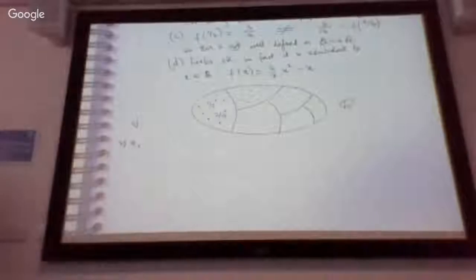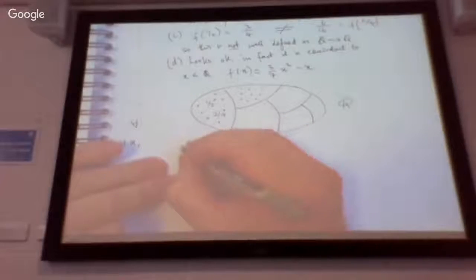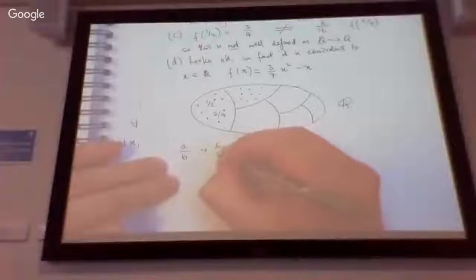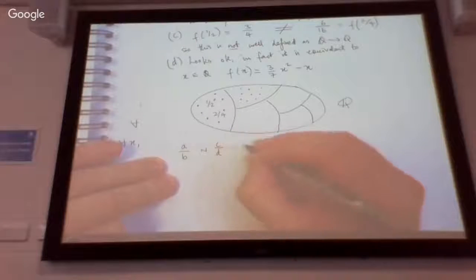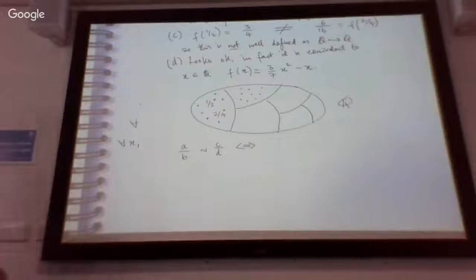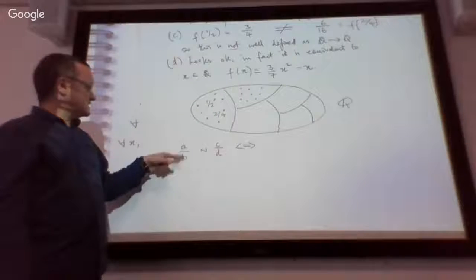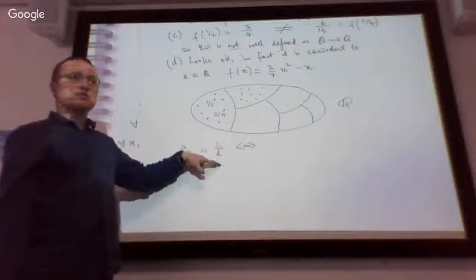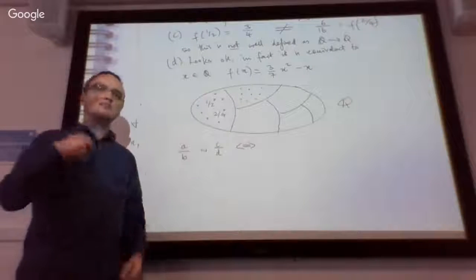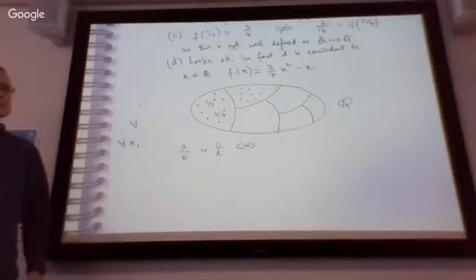What is the equivalence relation on the fractions? So a over b is equivalent to c over d. What's the meaning of that? And this is kind of a subtle question. So what we want to say is like a half is equivalent to 2 over 4. We want to say that two fractions are equivalent if they're representing the same numerical quantity.